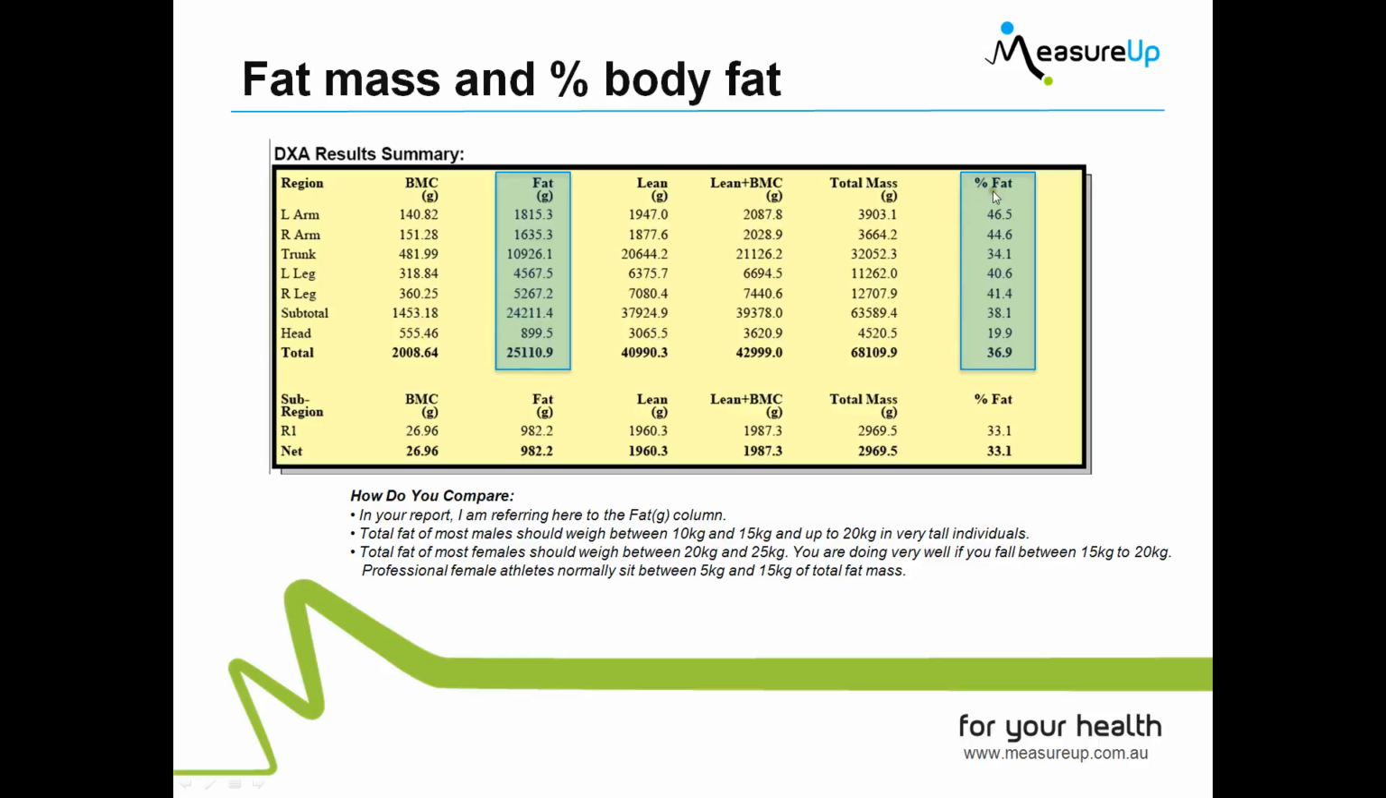And then we have your percent fat. Total body percentage fat is 36.9%. And you can see here we also have percentages for each area of the body: arms, trunk and legs. Use this information down here to help compare yourself to others.